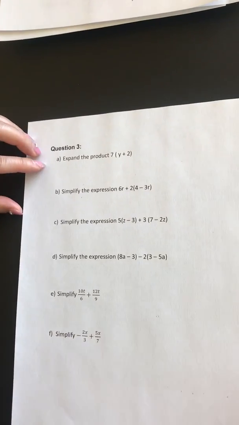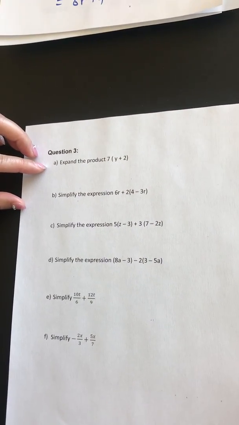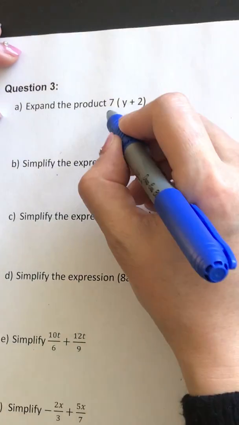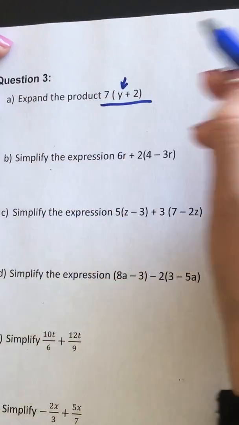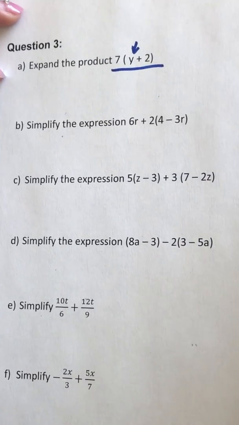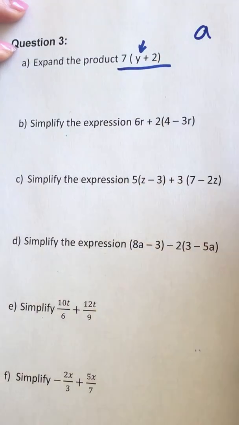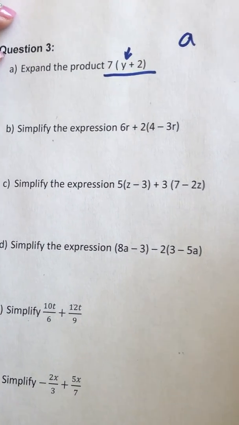Question number 3, part A. Expand the product 7 multiply bracket y plus 2. So for this, we have the unknown variable inside the bracket. How do we break the bracket? We talked about this earlier. This is the distributive property of multiplication.